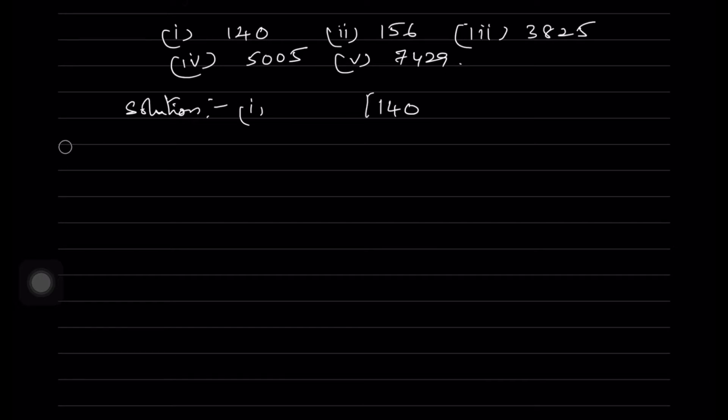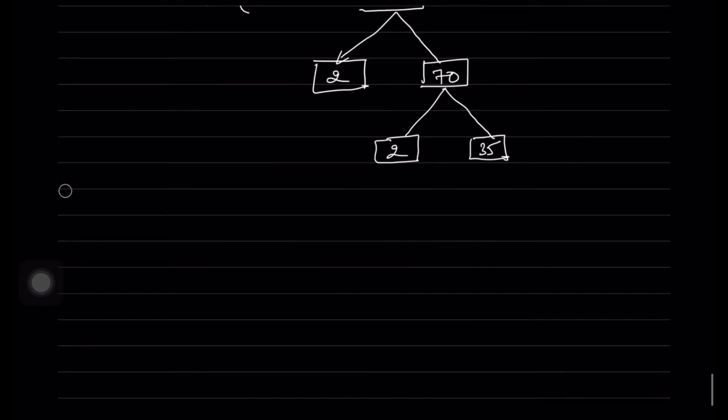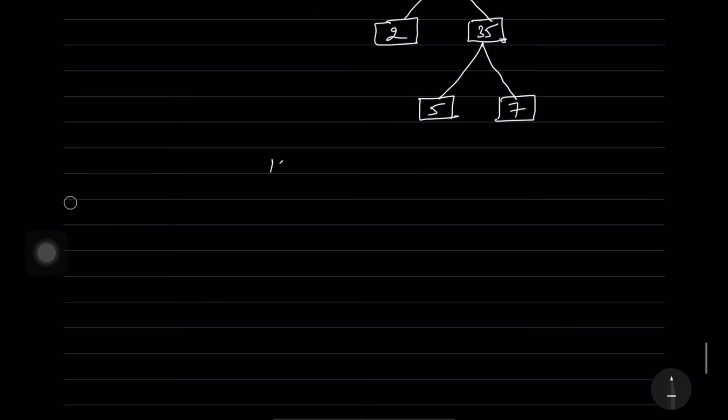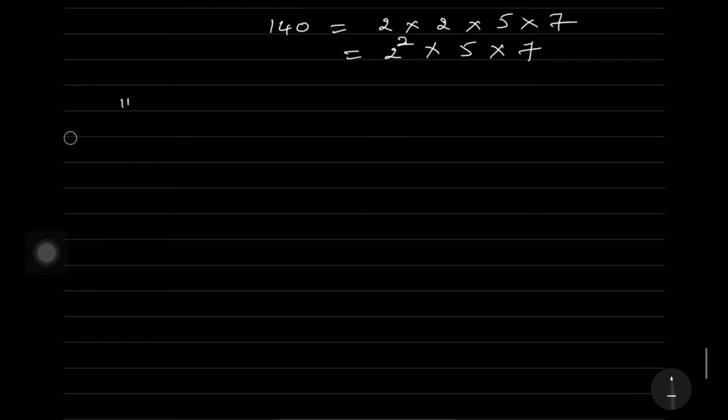The first one, 140, can be written as 2 into 70, and 70 can be written as 2 into 35. On the left side we keep writing them as prime factors, and 35 can be written as 5 into 7. Now all are primes and we cannot factorize further, so we stop there. So 140 is equal to 2 into 2 into 5 into 7, which is 2 square into 5 into 7. This is how 140 is written as a product of primes.